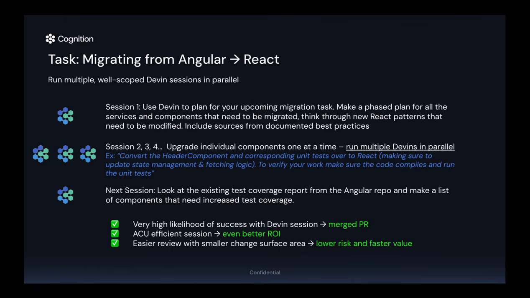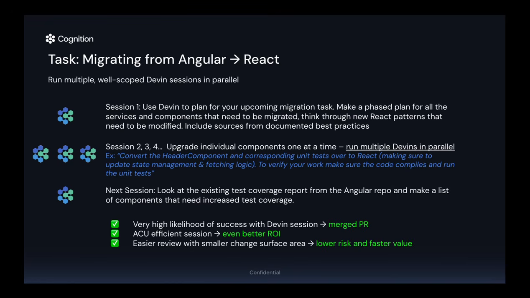So a better approach with Devin would be to run multiple well-scoped Devin sessions. So maybe to start, we use Devin to actually just plan out what that migration should look like. Make a phased plan of attack for all the services and components that need to be migrated, thinking through whatever new React patterns we need to modify to account for. Maybe we pull from some documented best practices that are listed on a blog post or on Confluence MCP. And that lists out the plan.